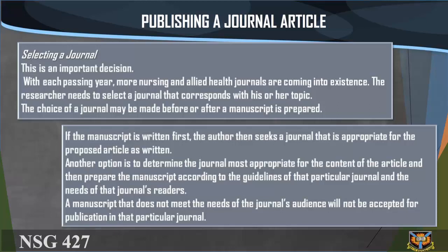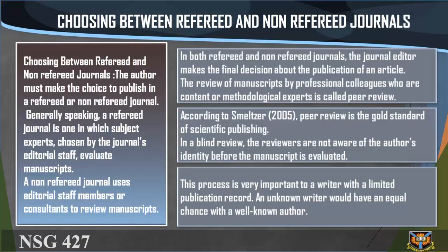Another option is to determine the journal most appropriate for the content of the article and then prepare the manuscript according to the guidelines of the particular journal and the needs of that journal's readers. A manuscript that does not meet the needs of the journal's audience will not be accepted for publication in the particular journal. Choosing between refereed and non-refereed journals.